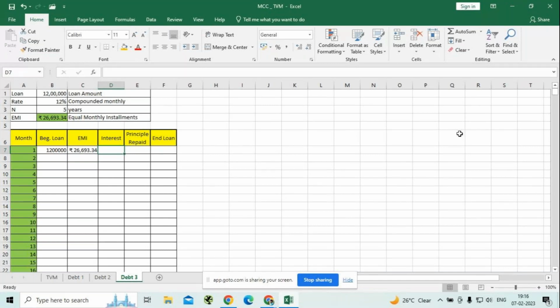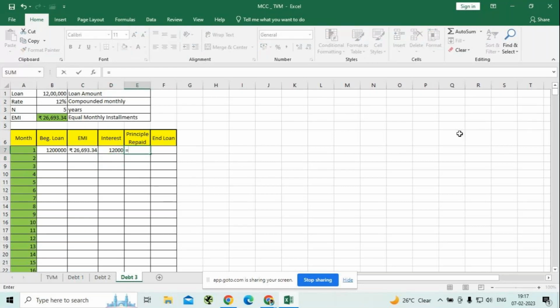For interest, we are supposed to fix 12% by 12, sir, into C7. So that is B7, that is nothing but beginning loan. So that month's starting opening loan amount into 12% divided by 12. Out of 26,693.34 rupees, 12,000 is going to be as interest.